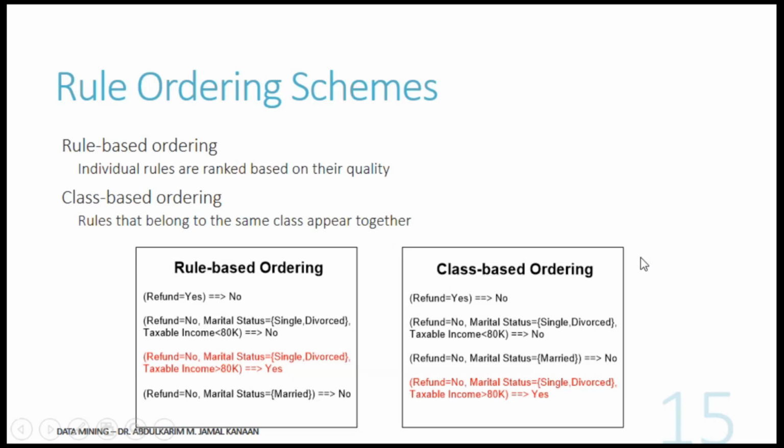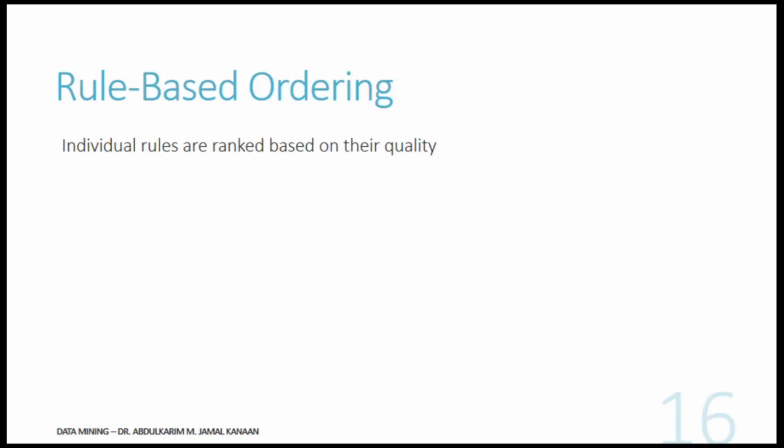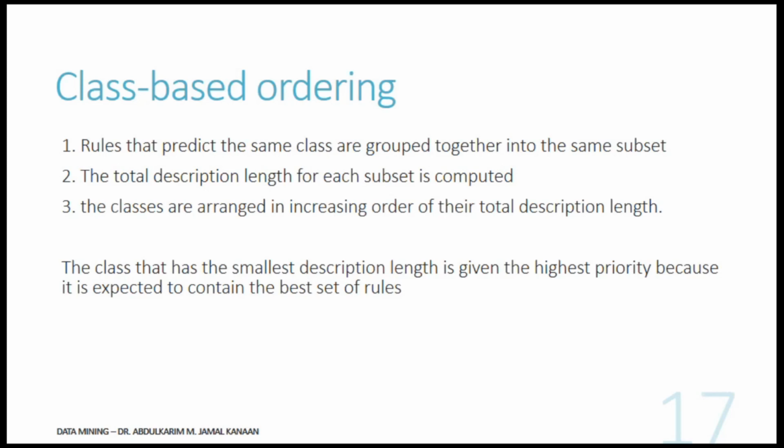Okay, so here you notice that all the rules belonging to the class no come first, then the rules for class yes come next, because we're looking for the class rule-based scheme. Now for rule-based ordering, as we said, based on their quality, probably you're taking accuracy. What you do first is that rules that predict the same class are grouped together into the same subset, as you saw. So all the rules for class no and all the rules for class yes, right?